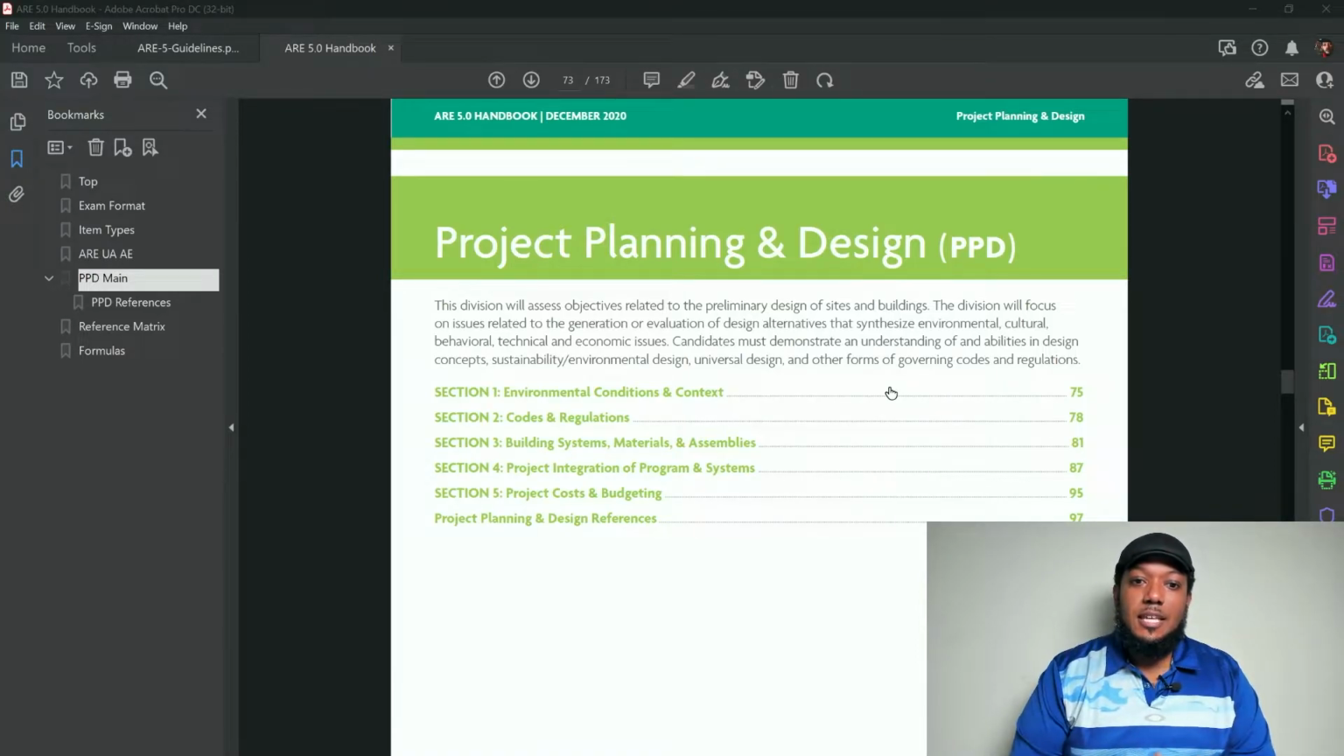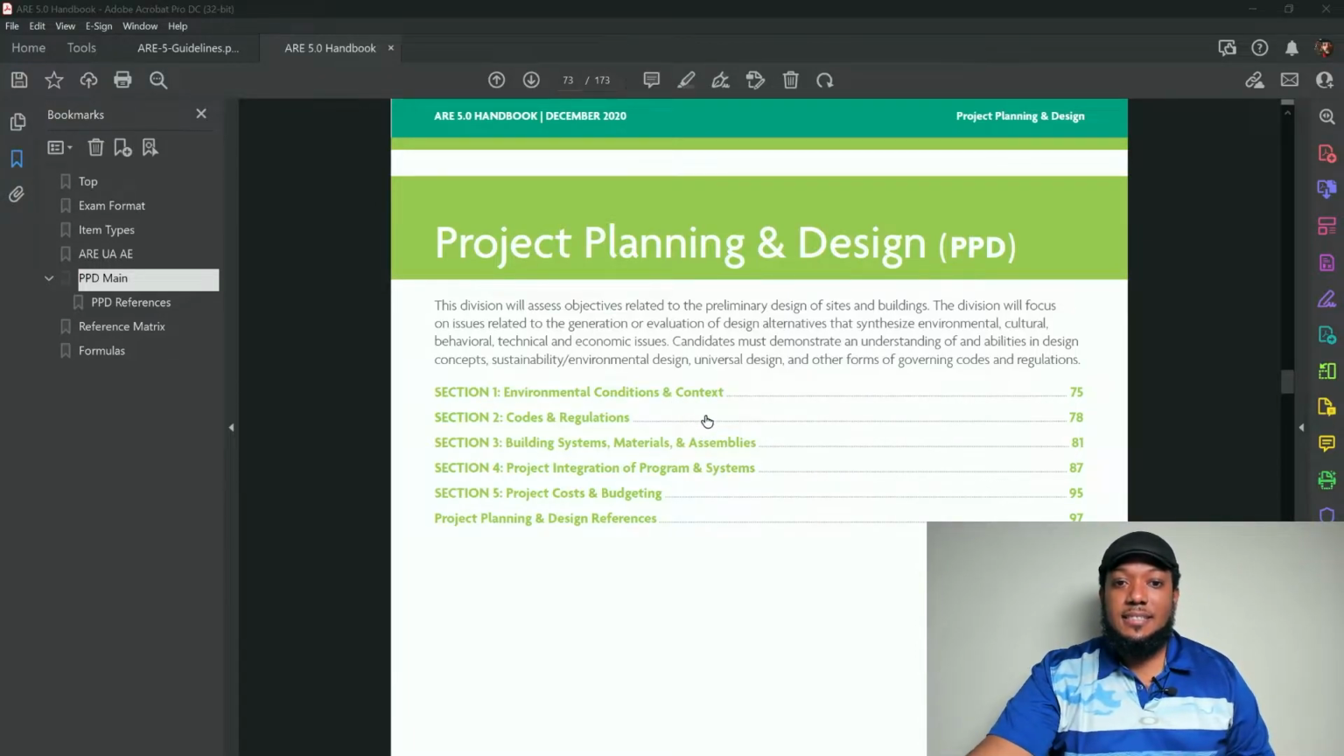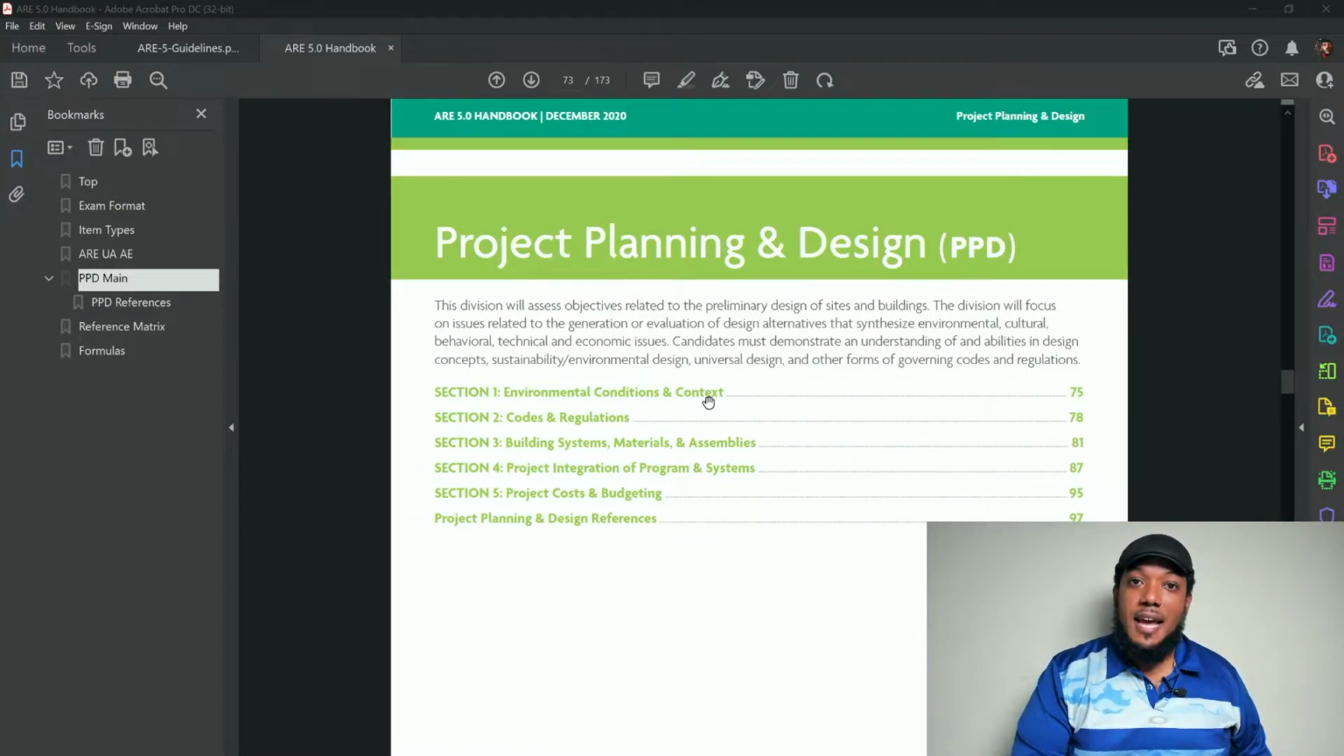Now as we look at the exam, let's look at it from that point of view. The environment context, or conditions and context, is that set of knowledge you learned in programming and analysis. That's putting together all the information you needed to figure out the site and the organization, and you're going to be tested on that in the exam. So that's just a small segment, but a reason to study it really well for the exam.